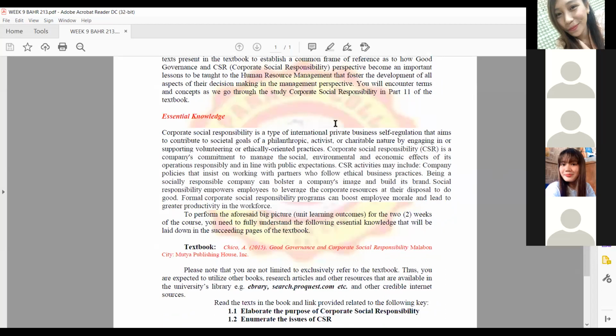When you talk of corporate social responsibility, let me emphasize, this is not actually a law nor a mandate.